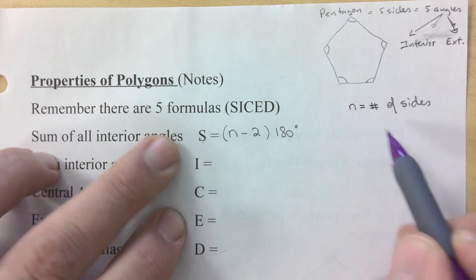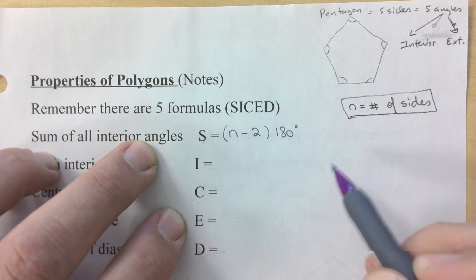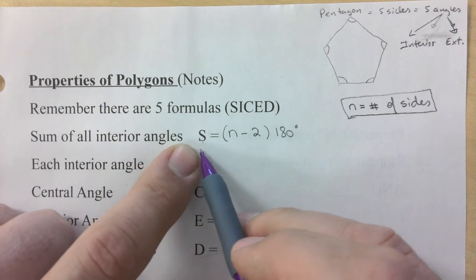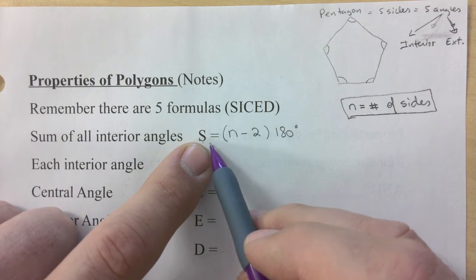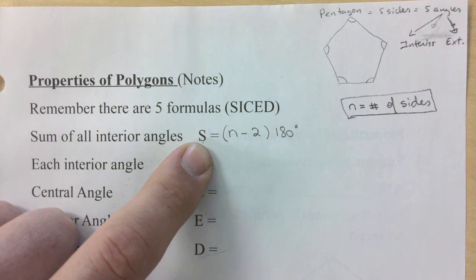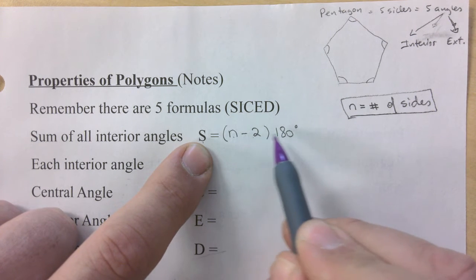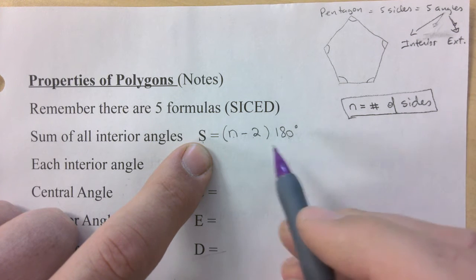Okay. N represents the number of sides for all of these formulas. So if you wanted to know the sum of all interior angles of a triangle, let's try this in our heads. Triangle has how many sides? 3, right? 3 minus 2 is 1. 1 times 180 is 180, which we know, right?